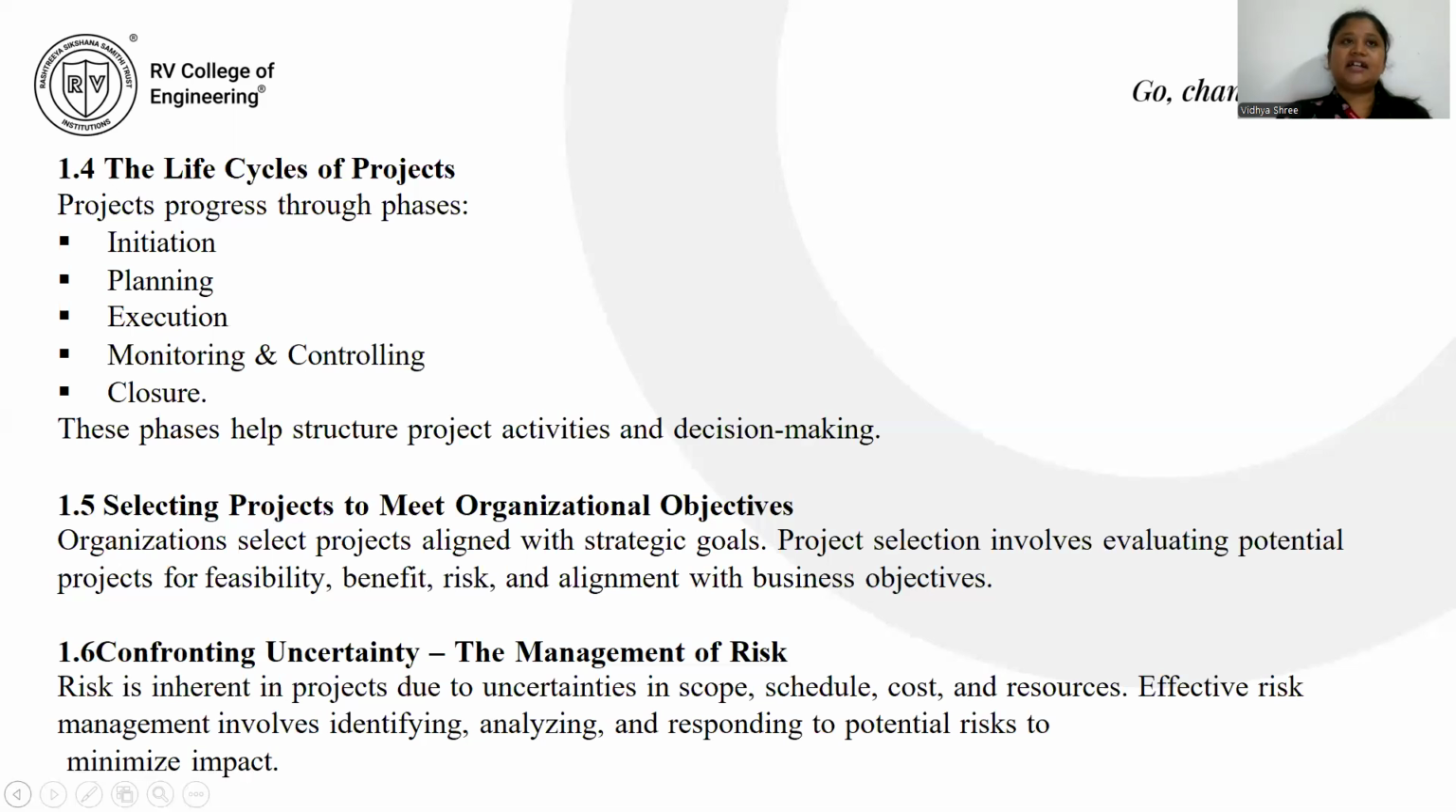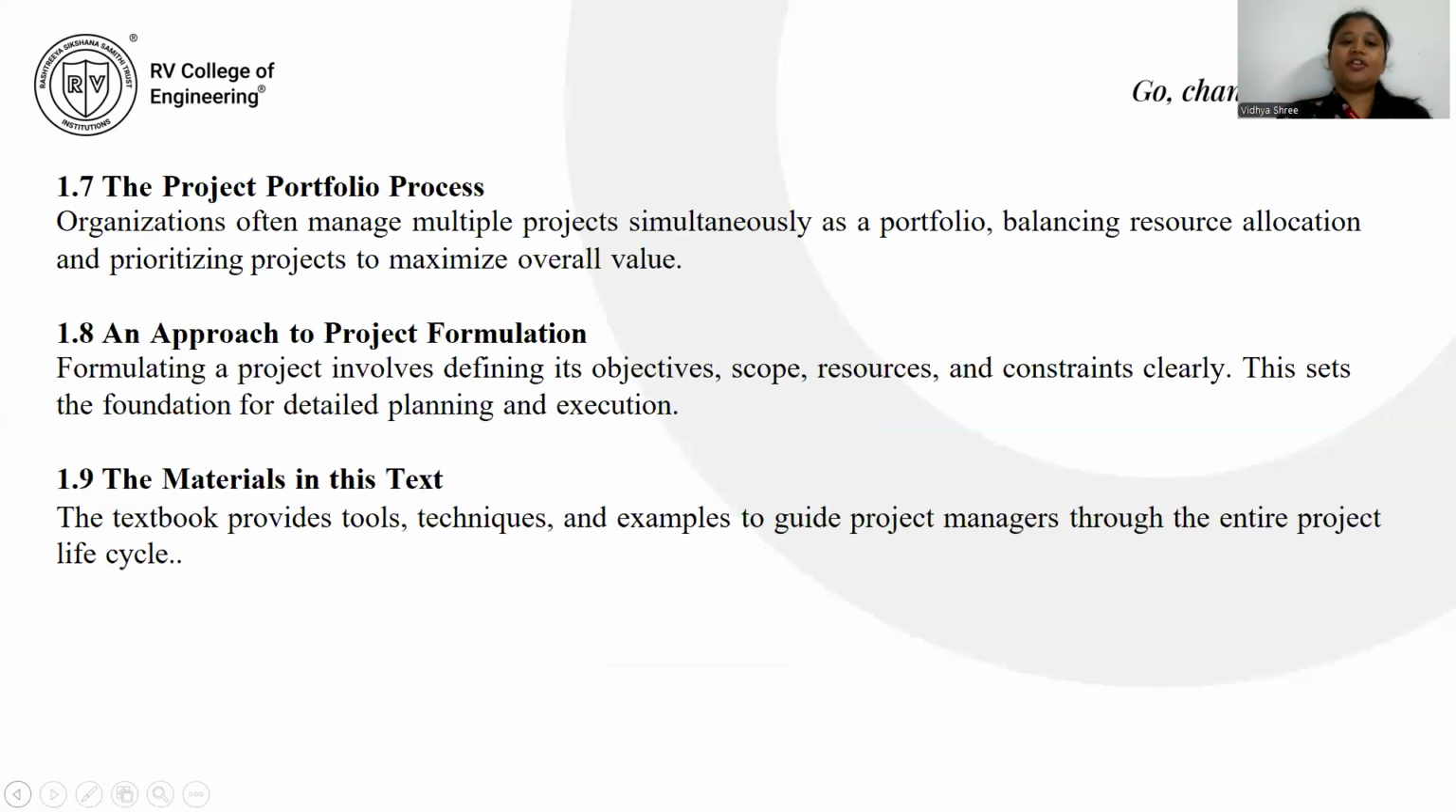For confronting uncertainty, the management of risk: risk is inherent in projects due to uncertainties in scope, schedule, cost, and resources, where effective risk management involves identifying, analyzing, and responding to potential risk to minimize the impact. The project portfolio process: organizations often manage multiple projects simultaneously as a portfolio, balancing resource allocation and prioritizing the projects to maximize the overall value.